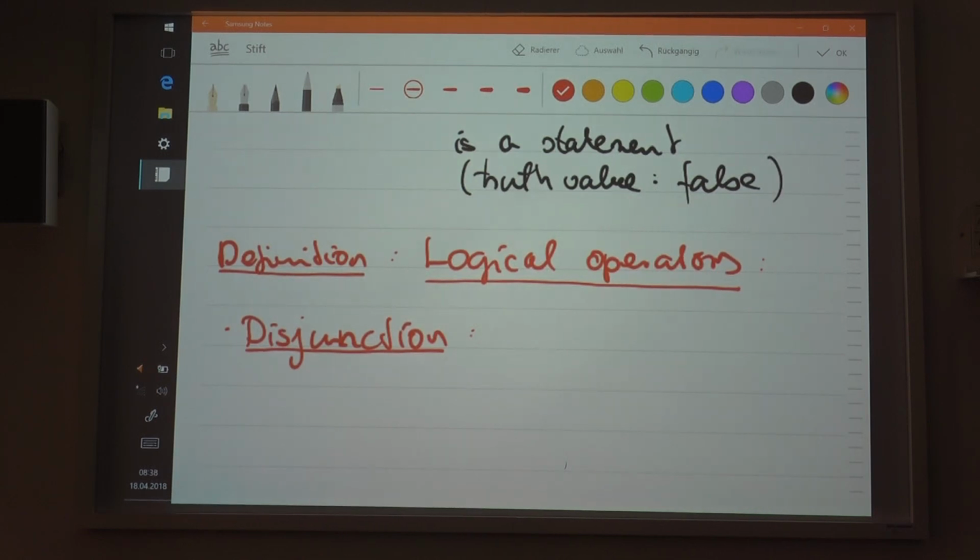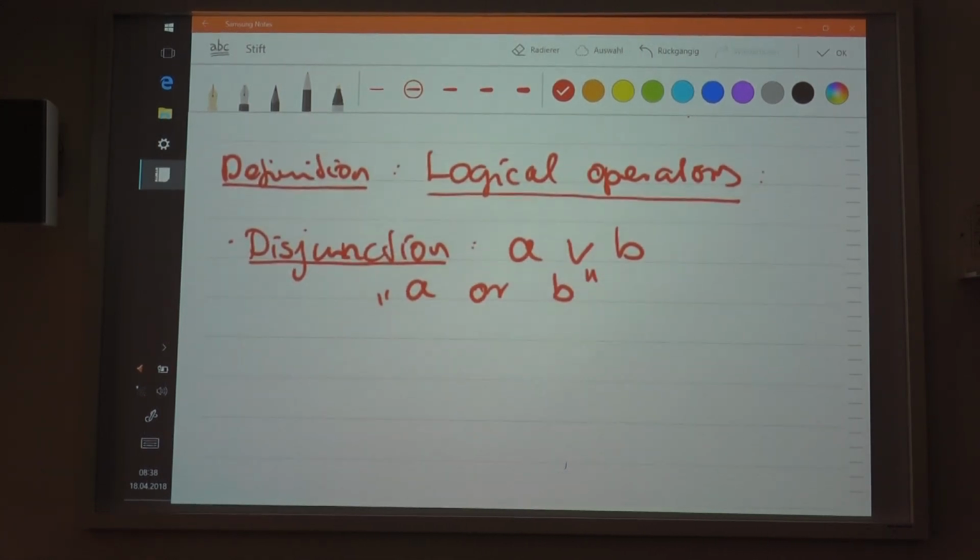Suppose that A and B are statements. And we have A or B, this is actually the inclusive disjunction. So you also say statement A or statement B. This is the so-called inclusive disjunction. It doesn't mean that you say either A or B.